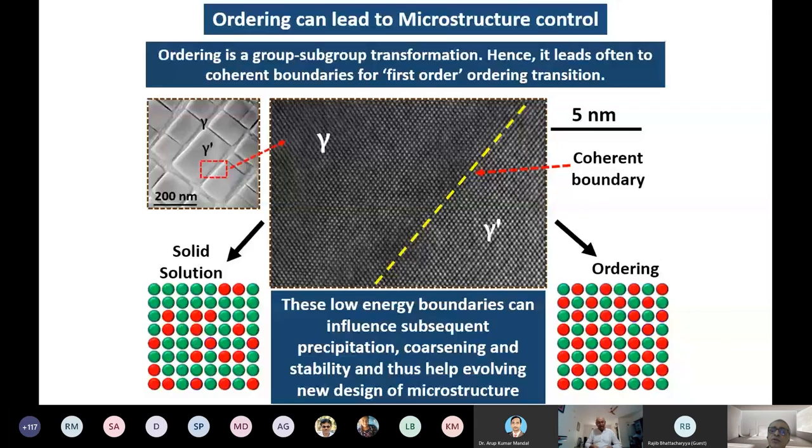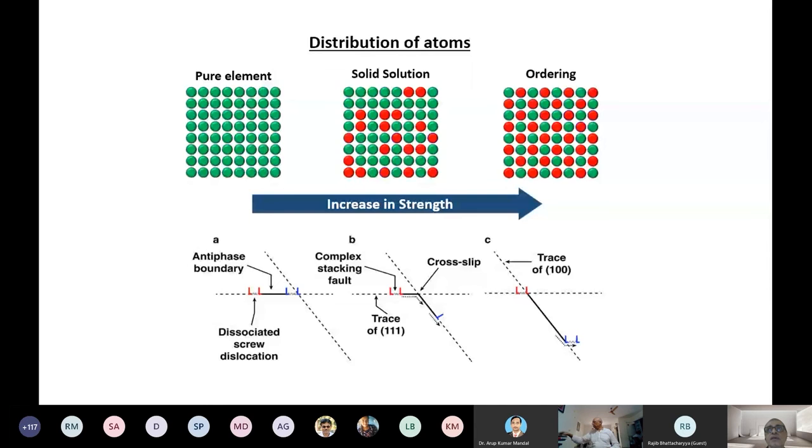Why does it happen? Why does it retain and increase strength, this order coherent boundaries? It is because in this case, if a dislocation moves, this dotted line that you see under my cursor is a trace of the 1-1-1 slip plane where the dislocation moves.